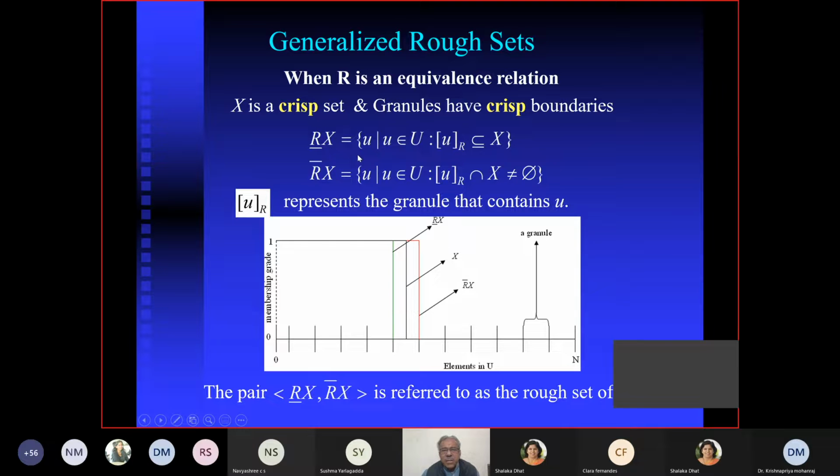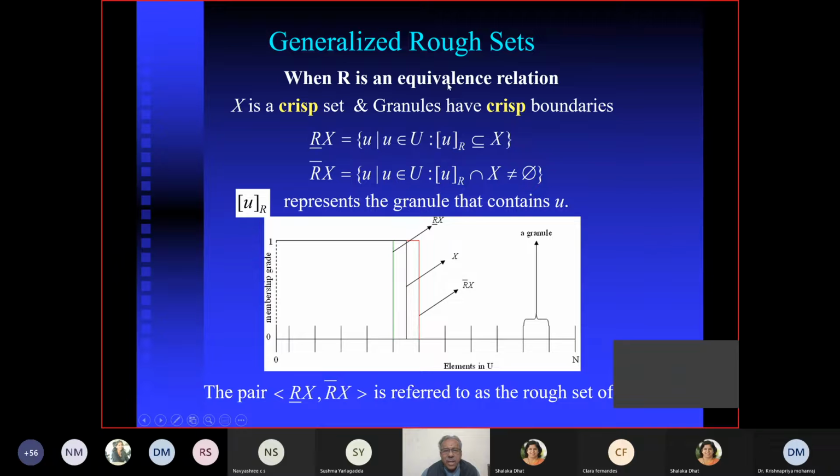Lower approximation is the set of all u belonging to the universe where the granule around u belongs entirely to X. So any u belonging to a granule, the entire granule belongs to X. All u belongs to it.